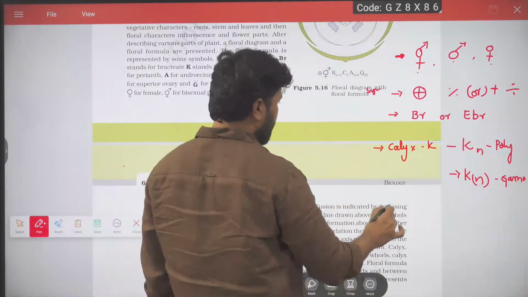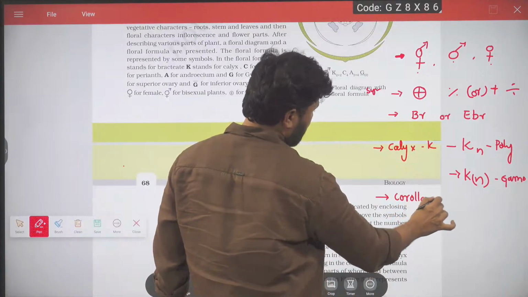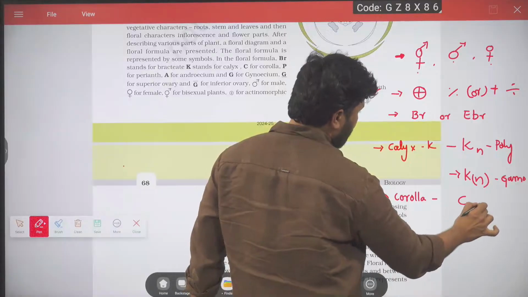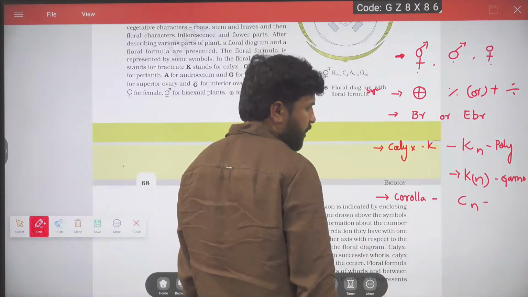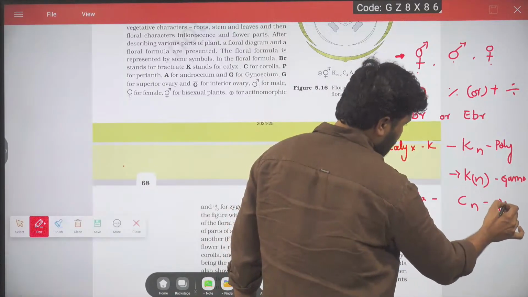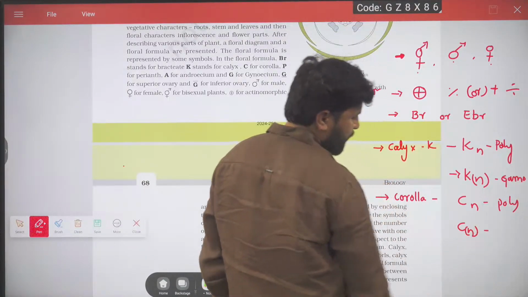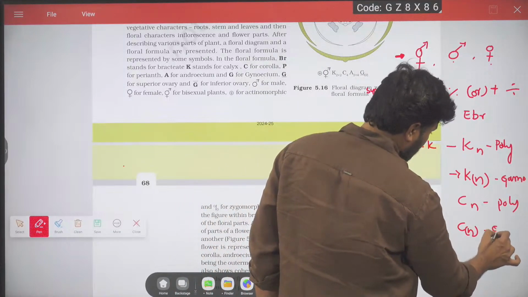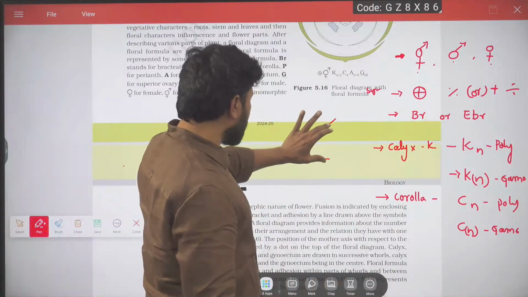Okay. Next one, corolla, nothing but petals, represented by C. If n number of C's are there, you kept that n as subscript, and left it without any parenthesis, this is called polypetalous. If n has been represented under the parenthesis, we call it gamopetalous. Now here I wanted to mention one thing to you.